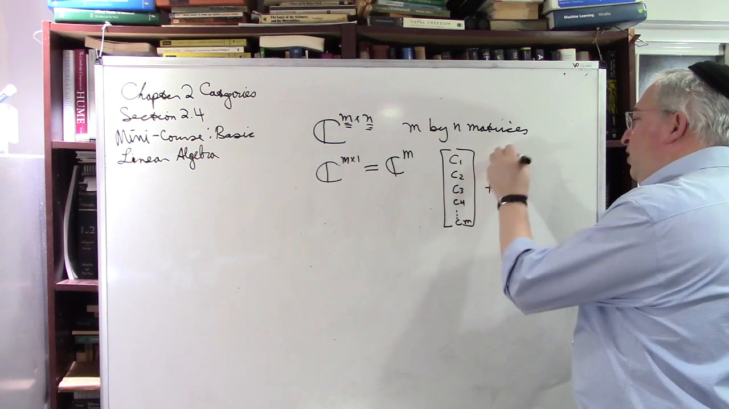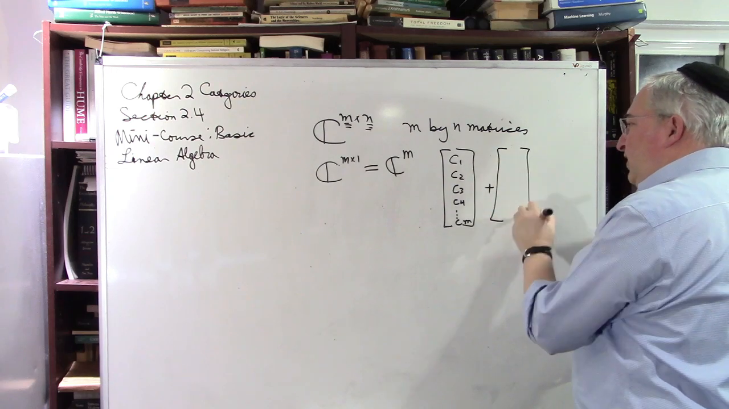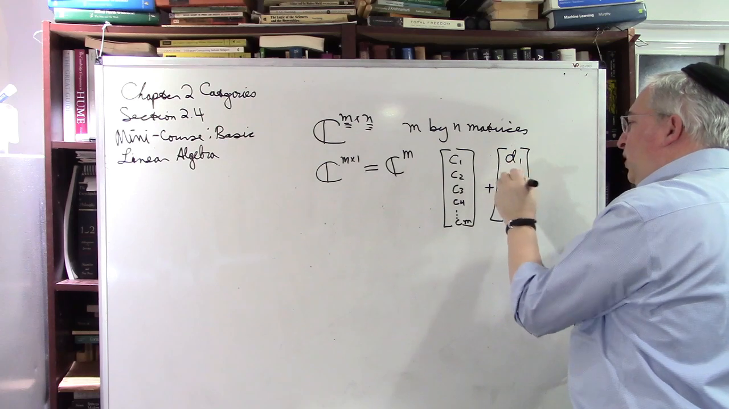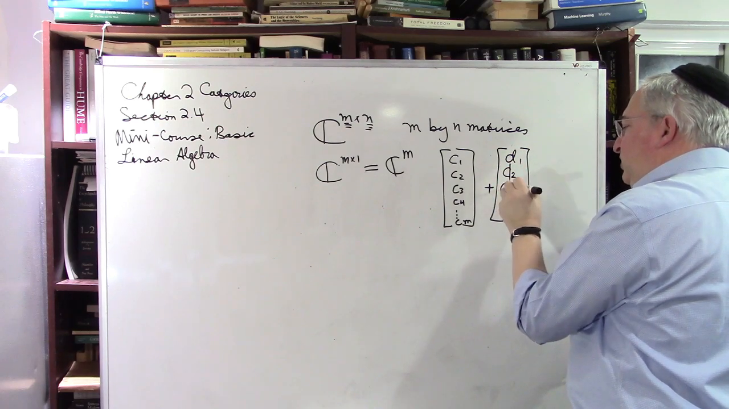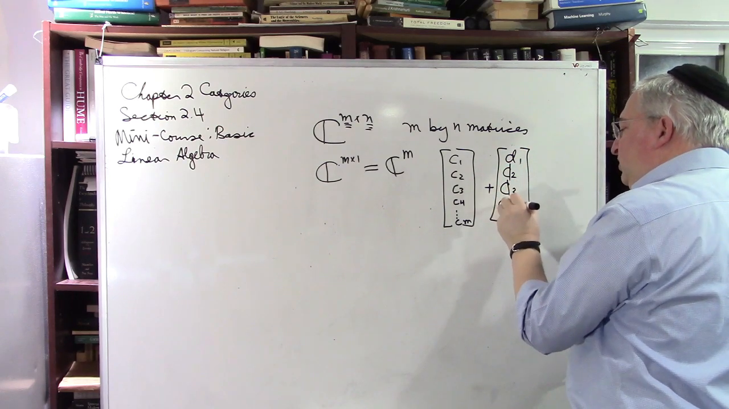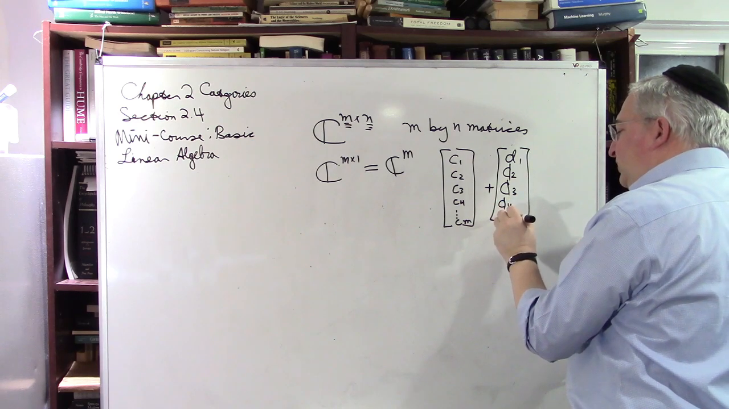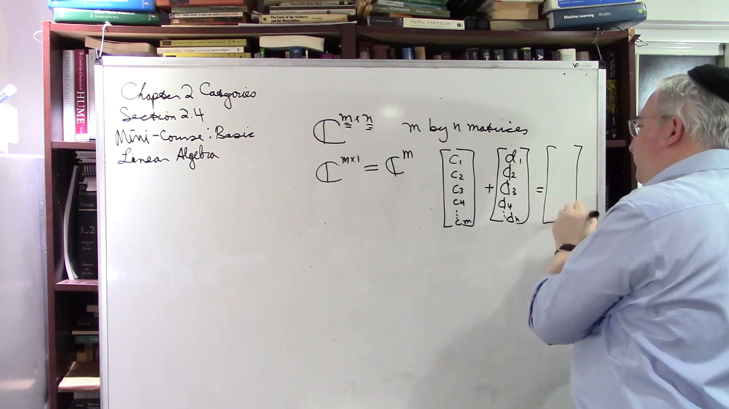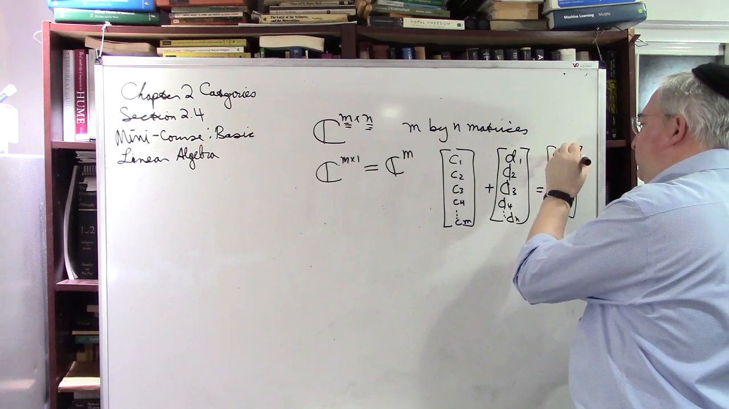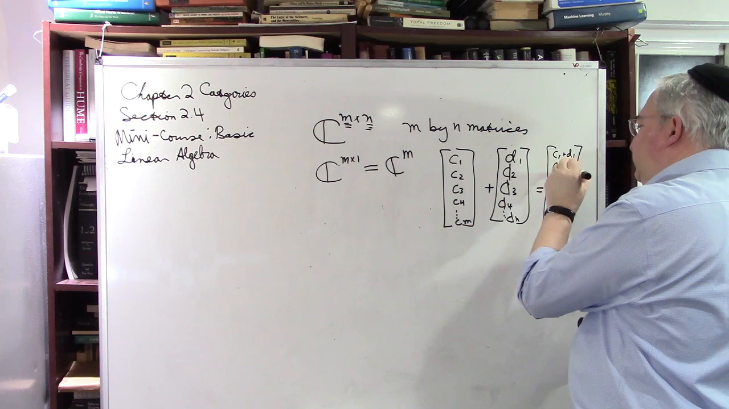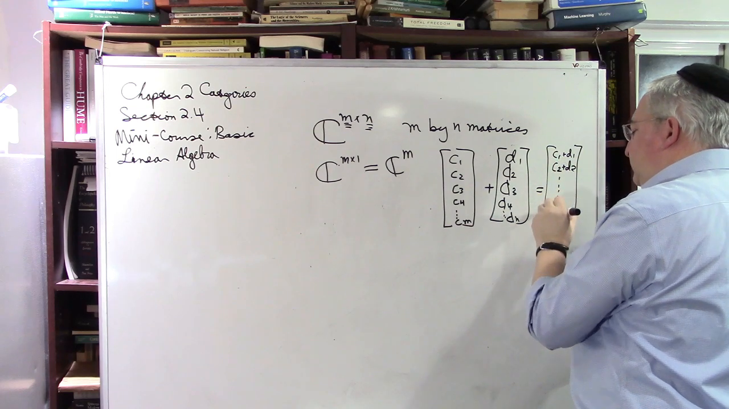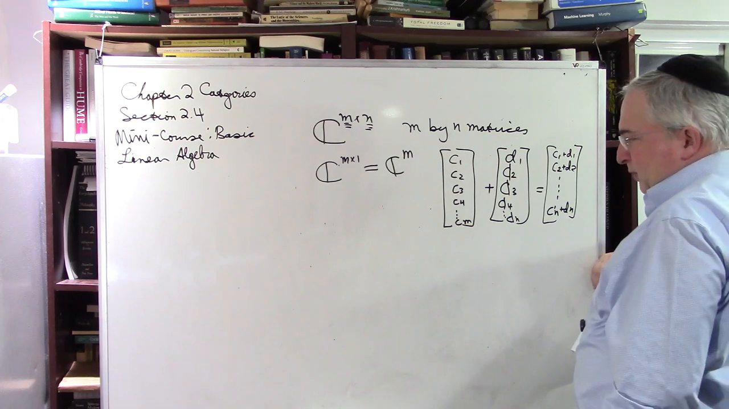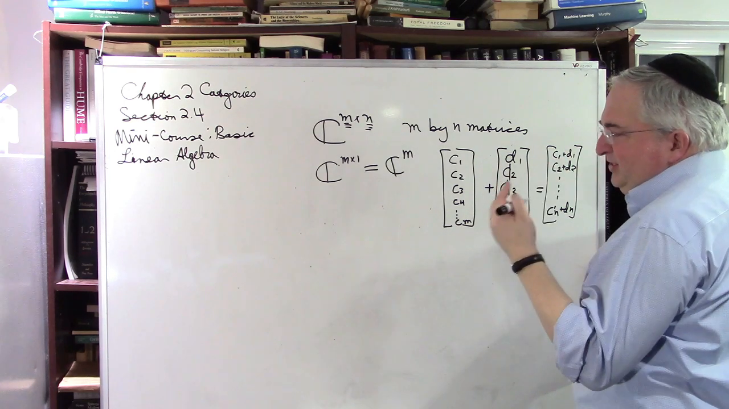If you have one complex vector like this, and another one, we'll call it D1, D2, D3, D4, Dn, okay? Then you can add them as C1 plus D1, C2 plus D2, Cn plus Dn. No problem, okay? But there's a visualization of this.